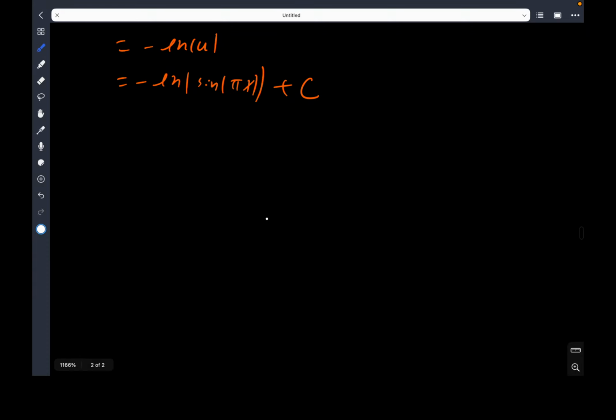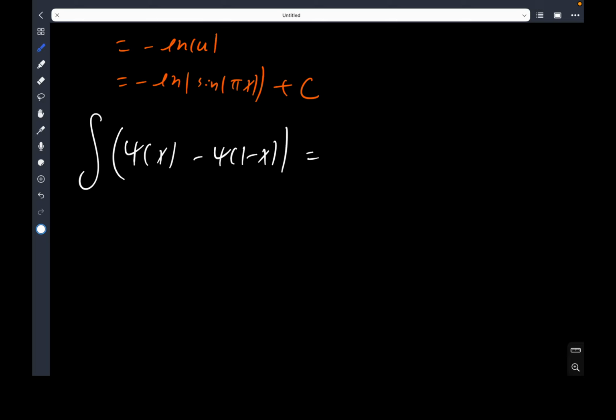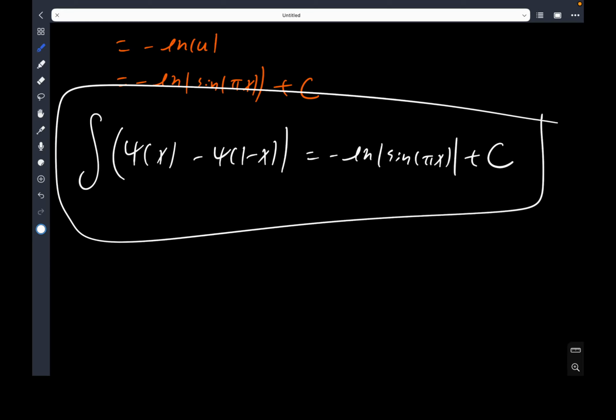Therefore, our integral of psi of x minus psi of 1 minus x is equal to negative ln of sine of pi x plus some constant of integration, and that is the final form of our integral here.